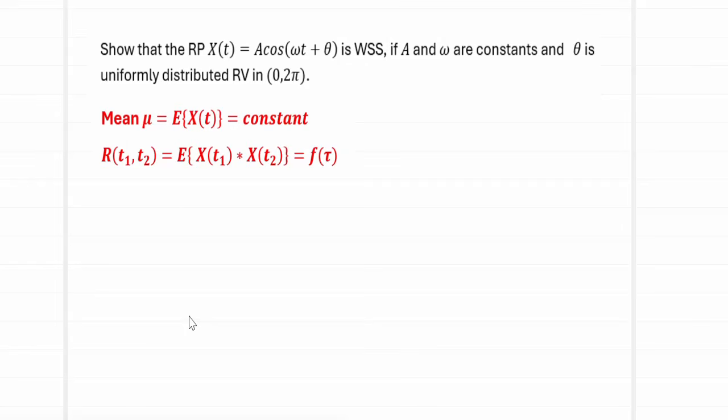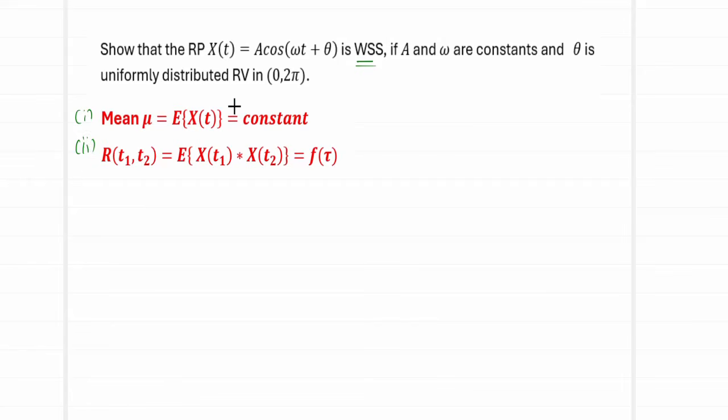The points to be proved for WSS are: condition number 1, the mean, which is the expected value of X(t), is a constant. Second condition, the autocorrelation function R(t1, t2) must be a function of tau, where tau is nothing but t1 minus t2. So the expected value of X(t1) times X(t2) must be a function of t1 minus t2. These are the two points we have to show to prove that the process is WSS. So for a WSS, this is my condition number 1 and this is my condition number 2.